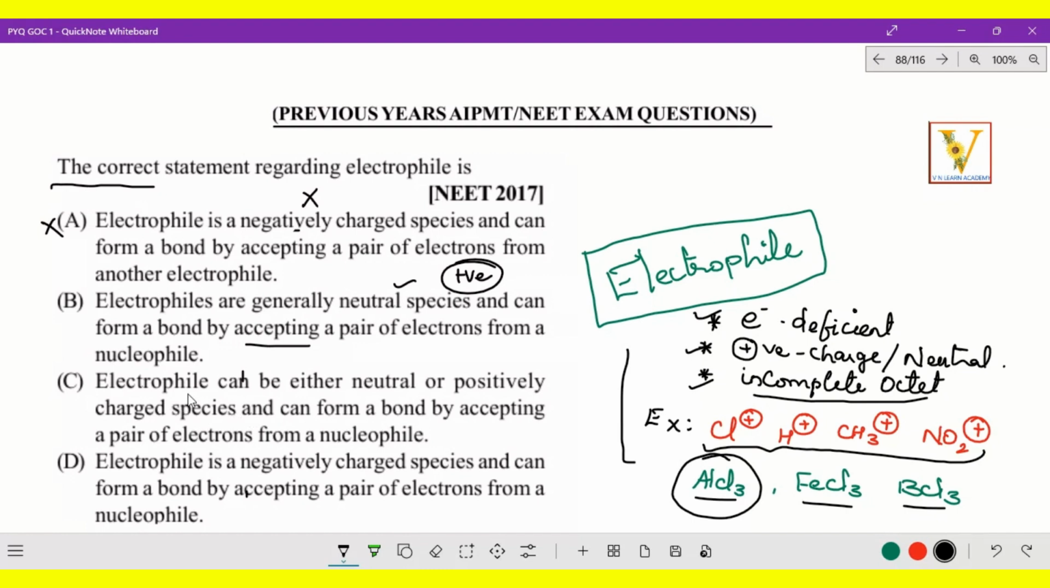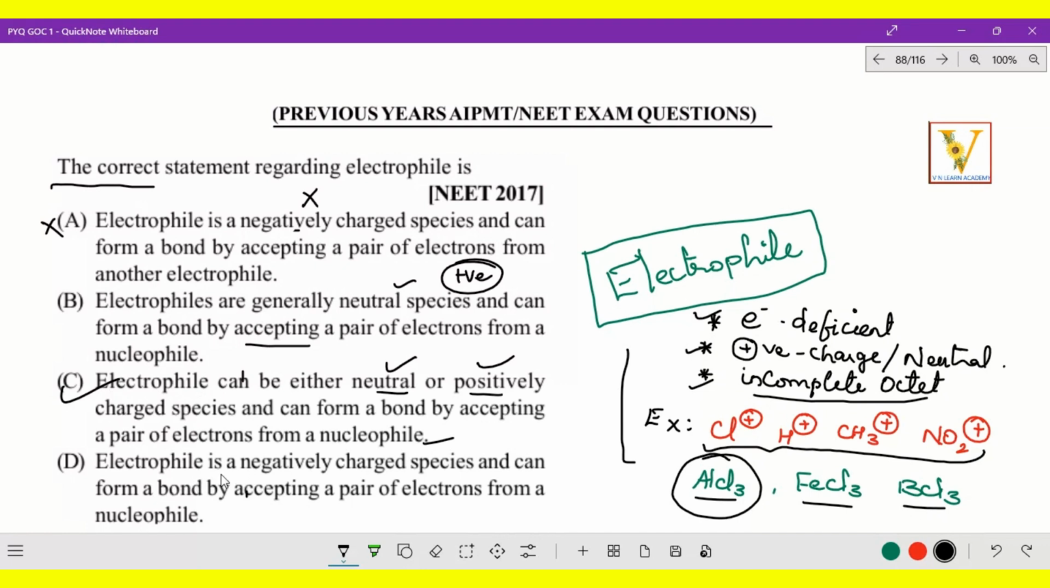Then the third one, let us check: an electrophile can be either neutral or positively charged. Yes, both are correct. And it can form a bond by accepting a pair of electrons from a nucleophile. Yes, exactly. So it accepts a pair of electrons from the nucleophile, or it is attracted towards the nucleophile. This is exactly correct.